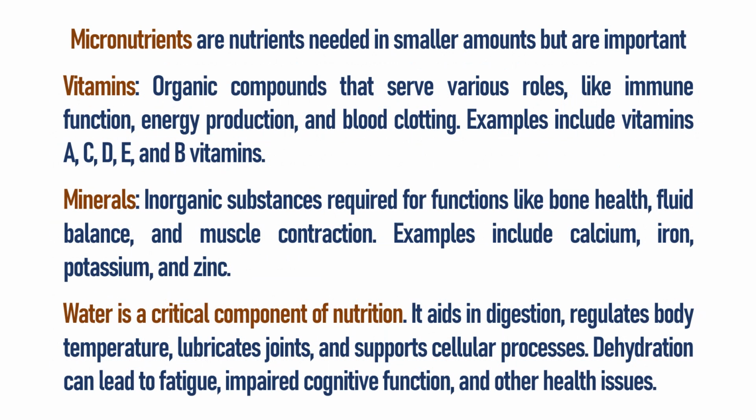Micronutrients are nutrients needed in smaller amounts, but are important. Vitamins are organic compounds that serve various roles, like immune function, energy production, and blood clotting. Examples include vitamins C, D, E, and B vitamins. Minerals are inorganic substances required for functions like bone health, fluid balance, muscle contraction, and many more. Examples include calcium, iron, potassium, and zinc.